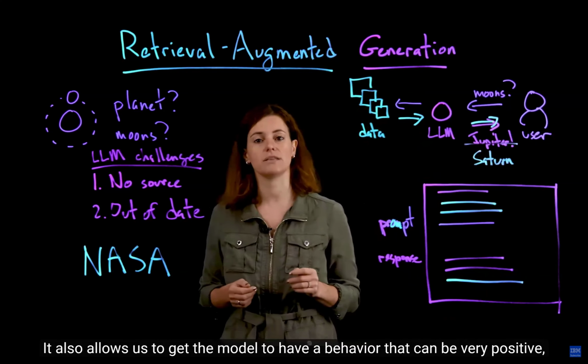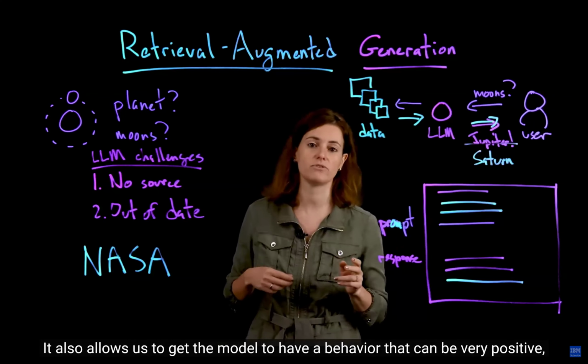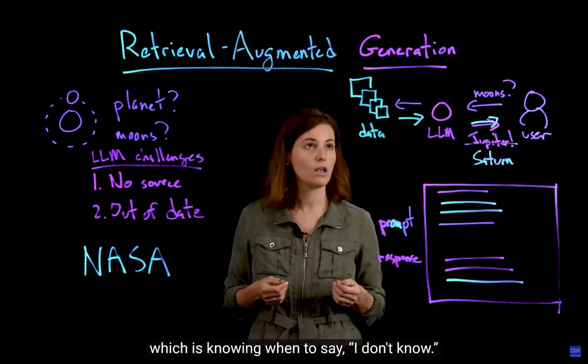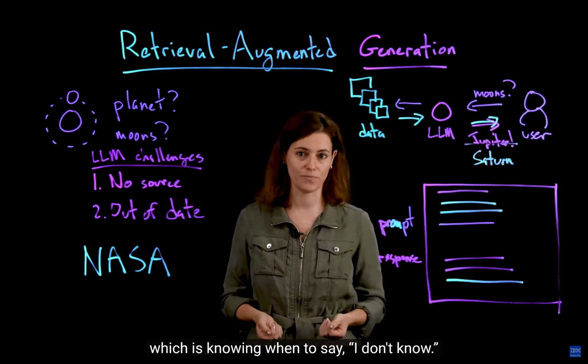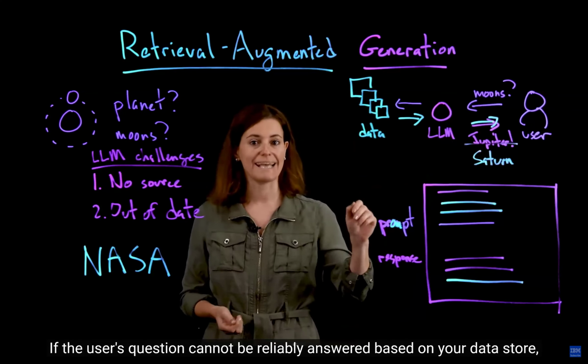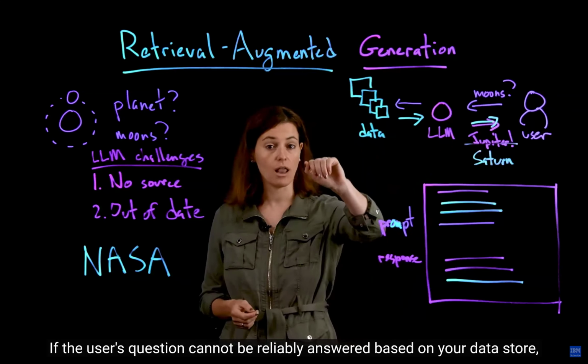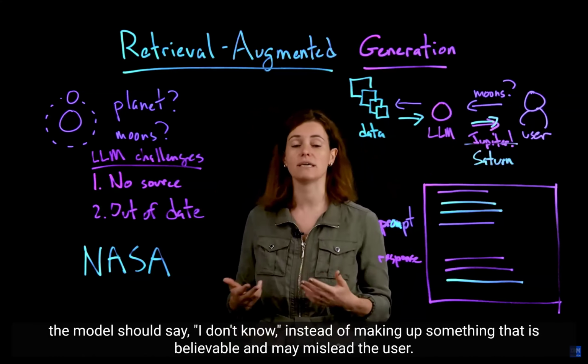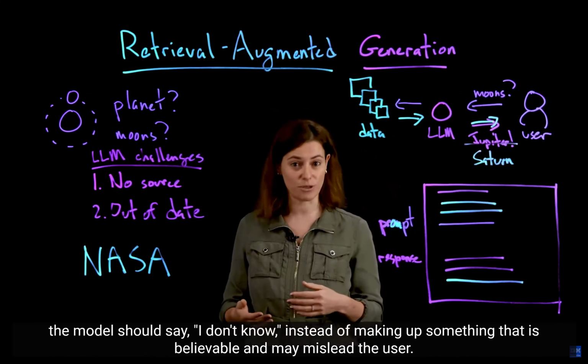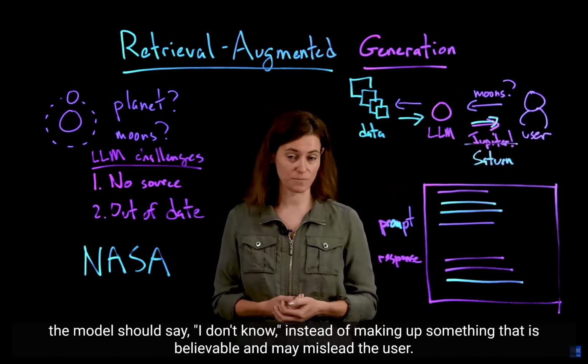It also allows us to get the model to have a behavior that can be very positive, which is knowing when to say, I don't know. If the user's question cannot be reliably answered based on your data store, the model should say, I don't know, instead of making up something that is believable and may mislead the user.